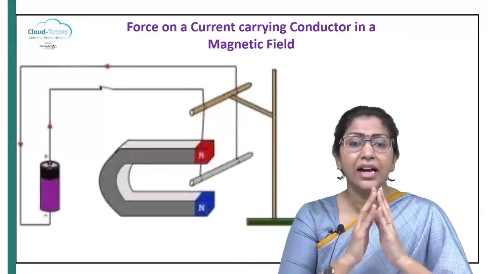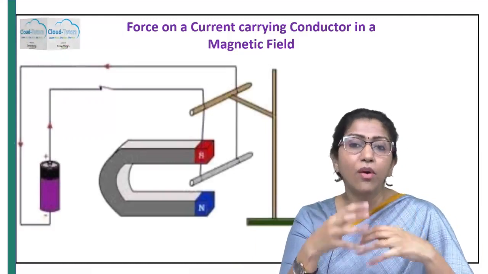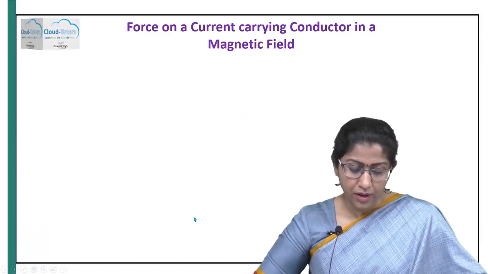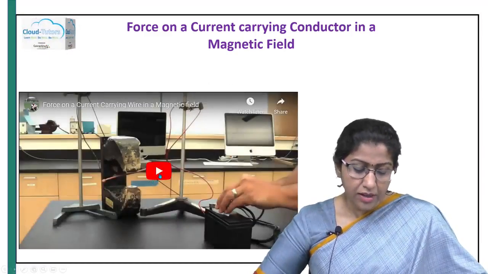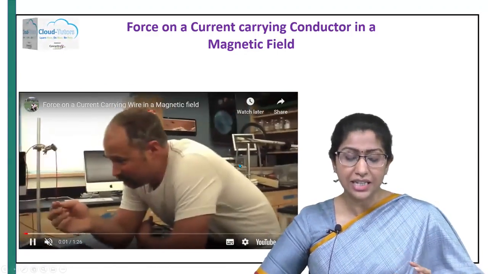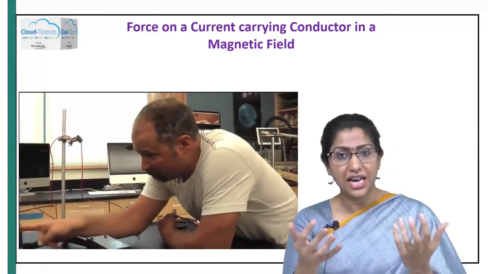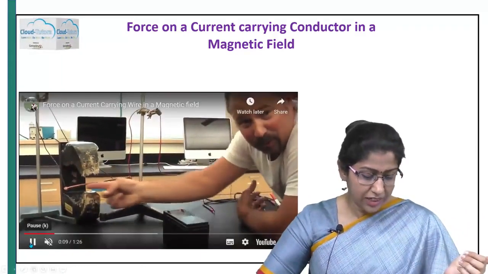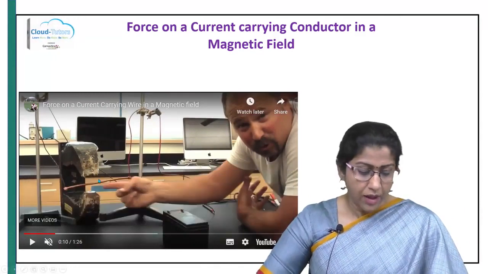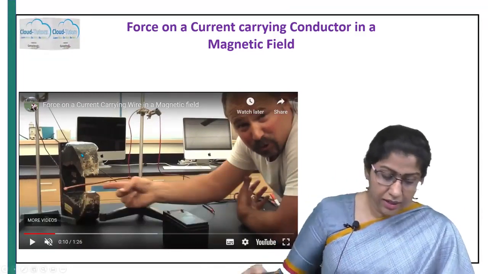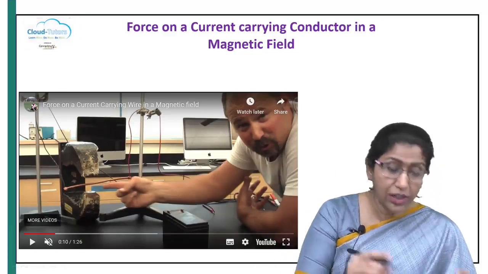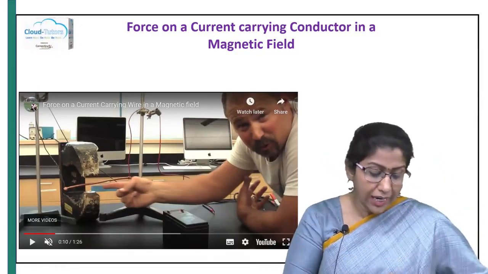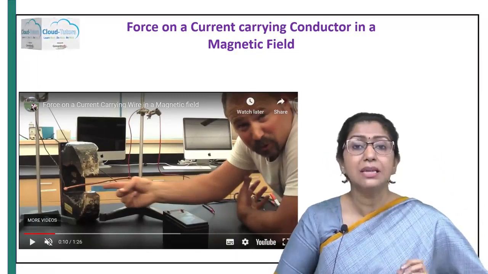To understand it better and look at it more closely, let's watch this video. As you can see on the screen, this person has set up the same kind of experiment that was shown on the previous screen. As you can see here, there is a huge horseshoe shaped permanent magnet around which he has set up this simple circuit.